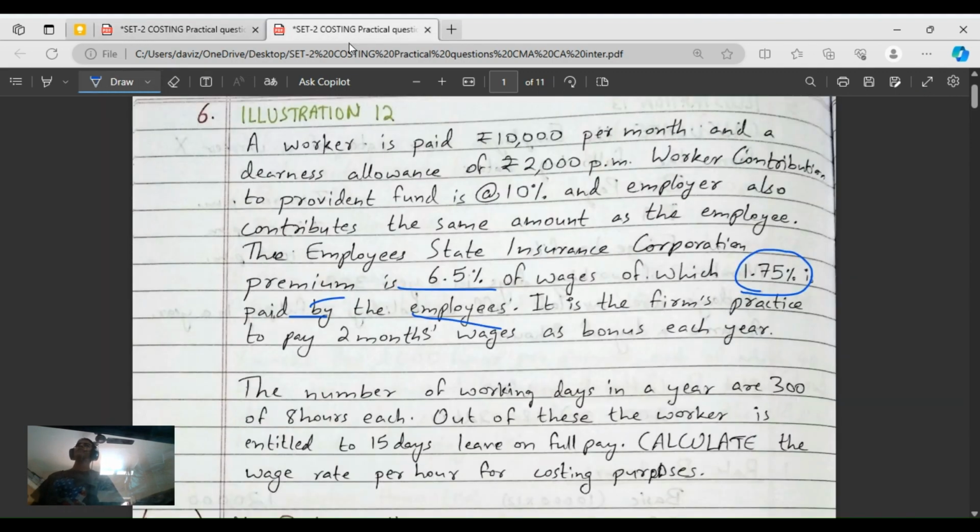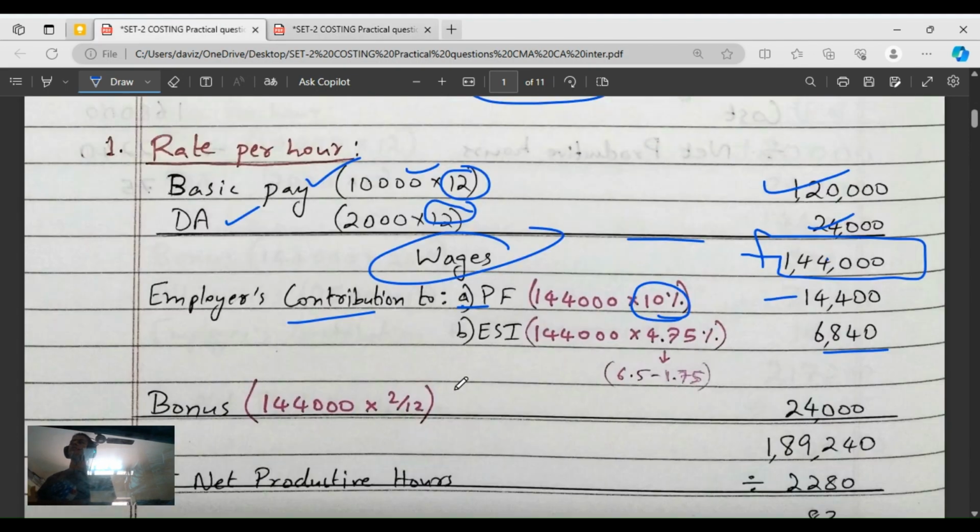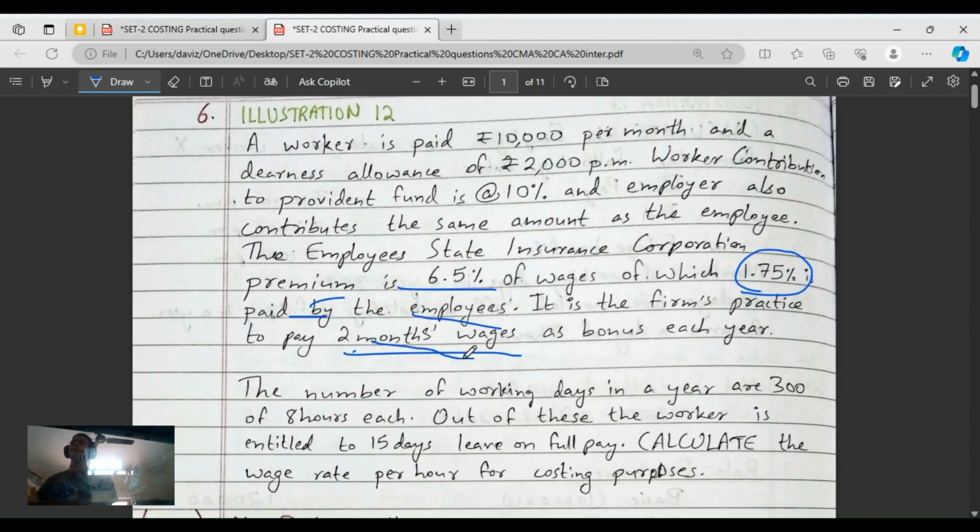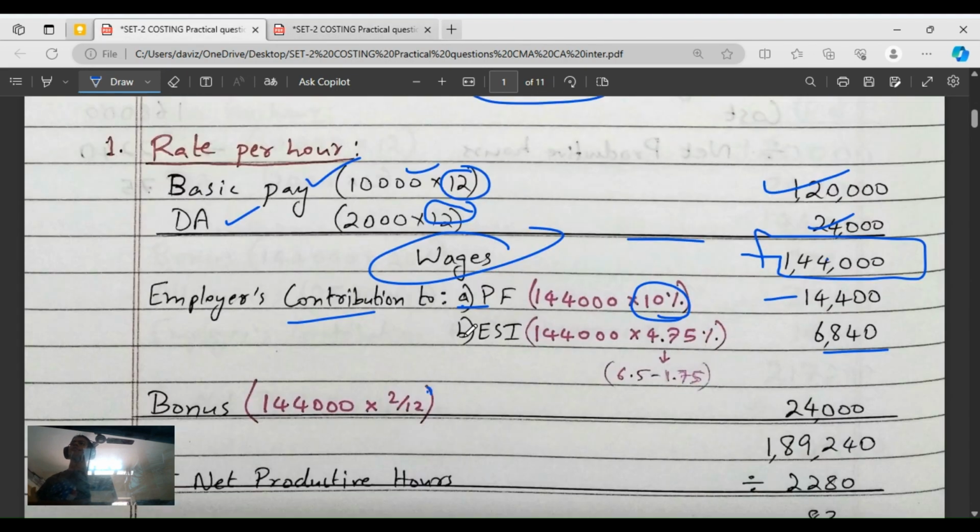Now the company has a practice to pay 2 months' wages as bonus each year. So bonus is 2 months' wages each year. So 2 by 12 into 1,44,000. So the bonus is 24,000.